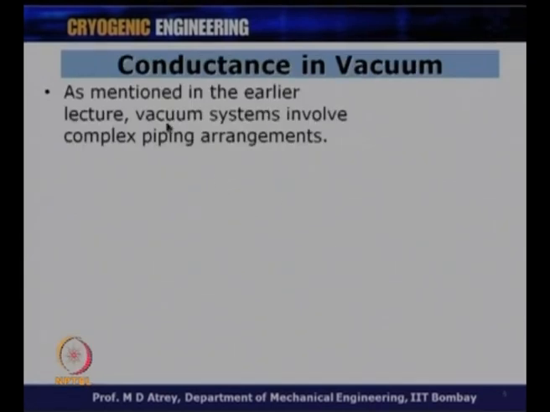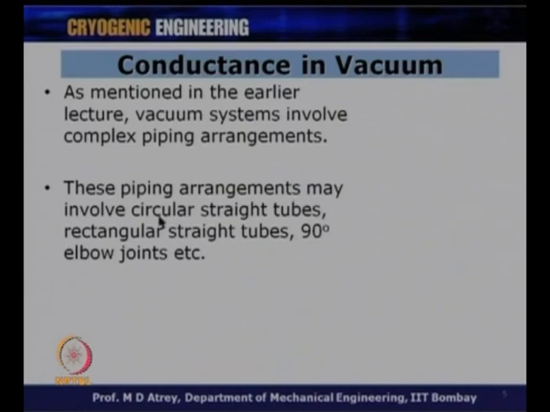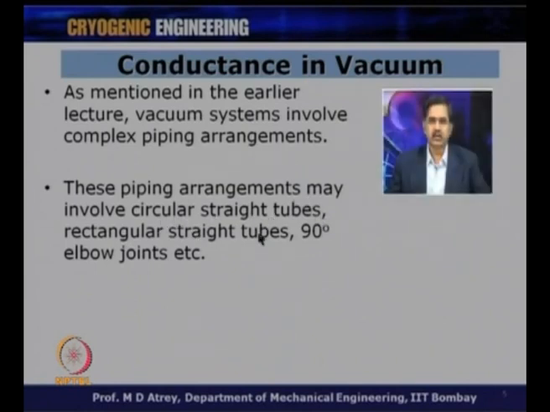As mentioned in the earlier lecture, vacuum systems involve complex piping arrangements. These piping arrangements may involve circular straight tubes, rectangular straight tubes, 90° elbow joints, etc., and actually a lot of other structures which have not been mentioned over here. We can have some couplings also involved over here. We can have some bends over there. They may not be 90° again, all right.